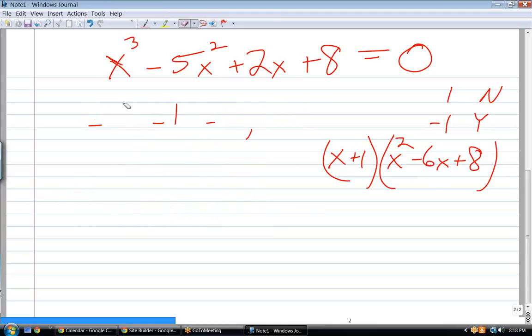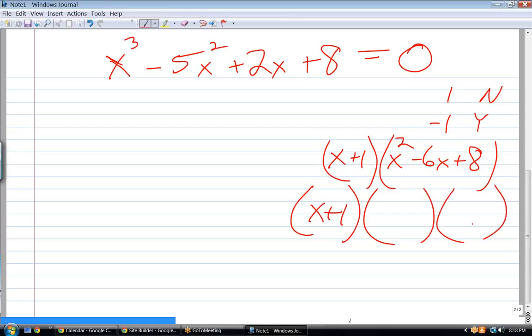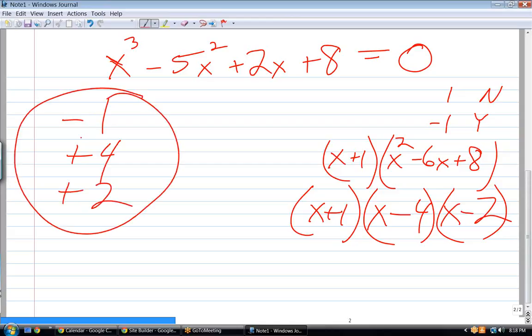Okay? So, let's figure out the two solutions based on that. Use the quadratic formula. I don't believe it factors very nicely. Oh, yeah, it does. Factors very nicely. Factor that for me. x minus 4, x minus 2. So my three solutions are minus 1, plus 4, and plus 2. All real. All rational.